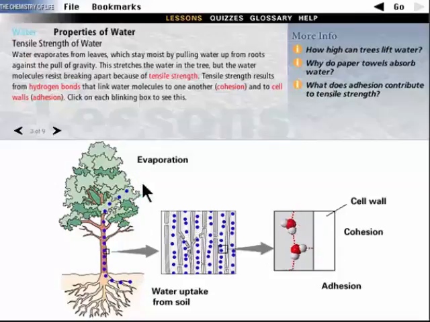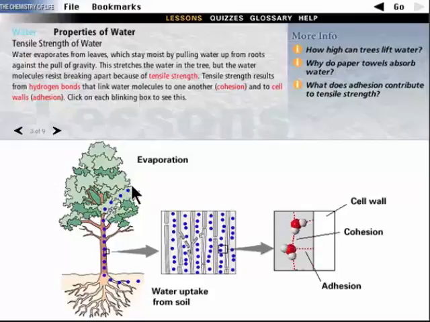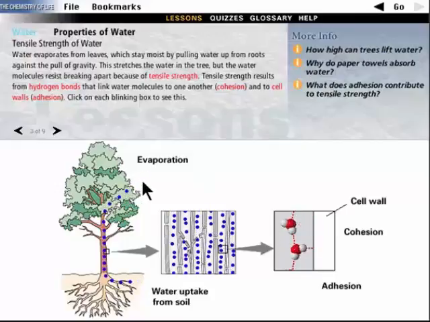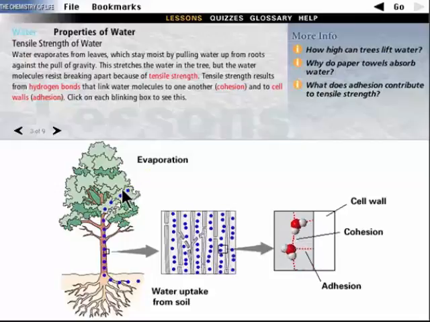So if we focus on the tree, the leaves here, as a water molecule evaporates, it pulls up a water molecule below it, because it's attracted to it by the hydrogen bond. So when one water molecule evaporates, the next one moves into its place because it was tugged there with the adhesion and cohesion forces.